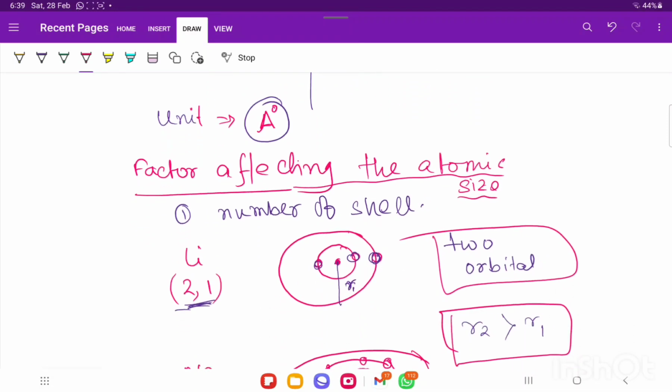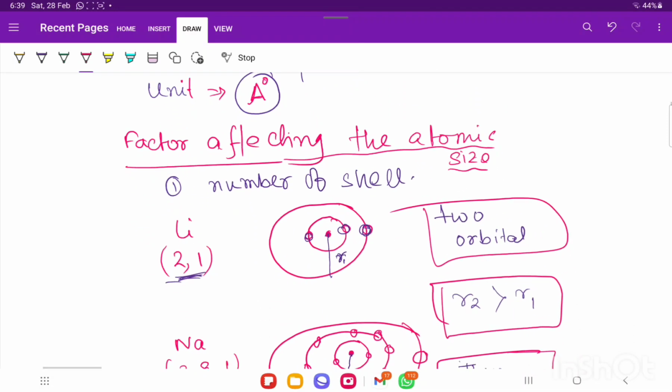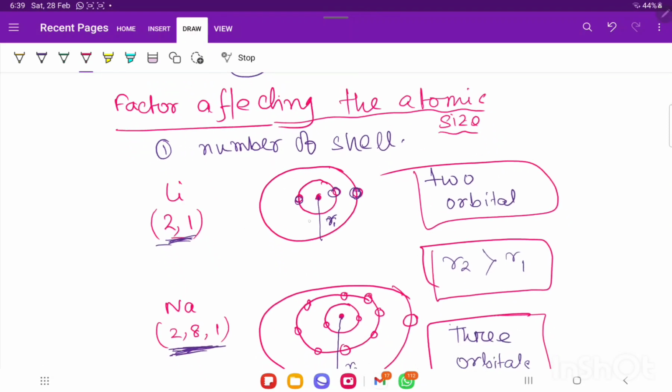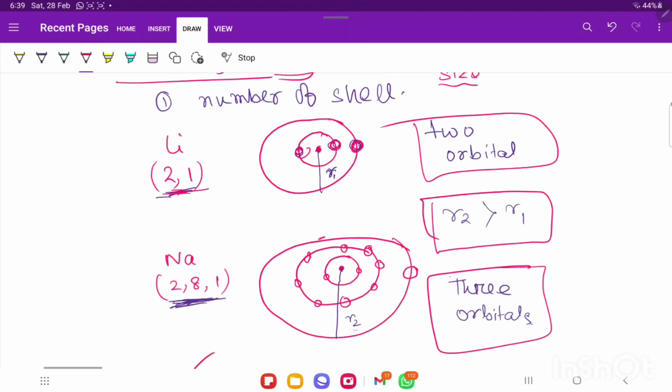First is the number of shells. If the number of shells increases, the atomic size will increase. Why? Because in the case of lithium, the electronic configuration is 2, 1. That means 2 electrons are in the first shell and the other electron is in the last orbital. So the distance between the nucleus and the outermost orbital, let's say, is R1.